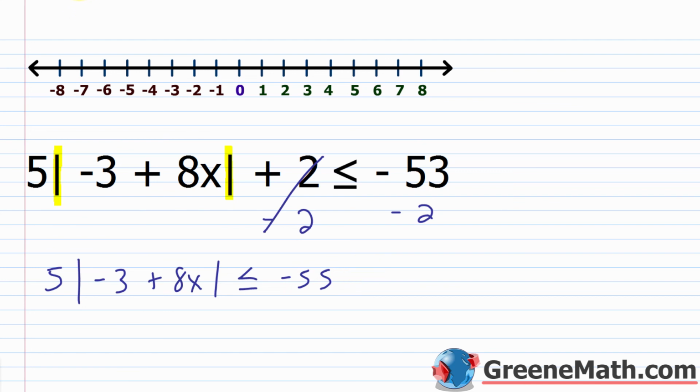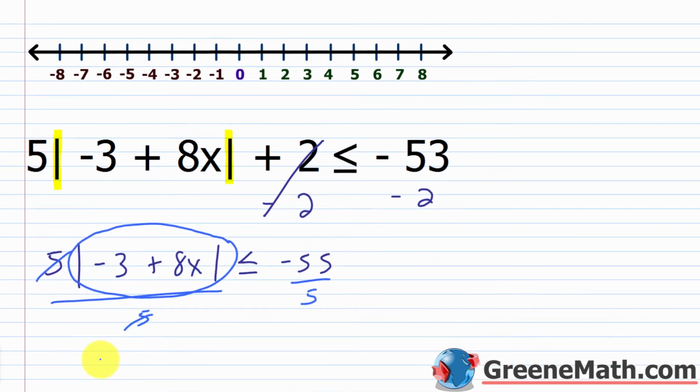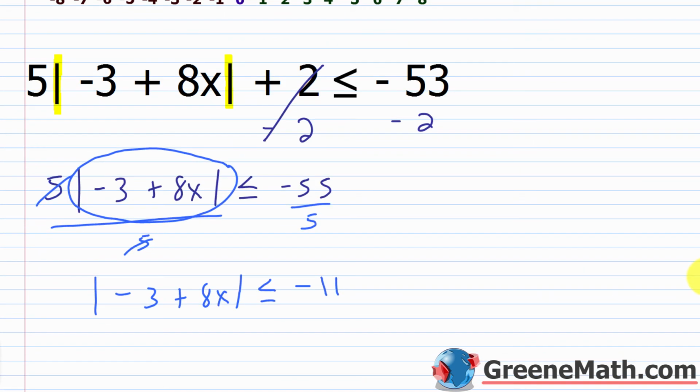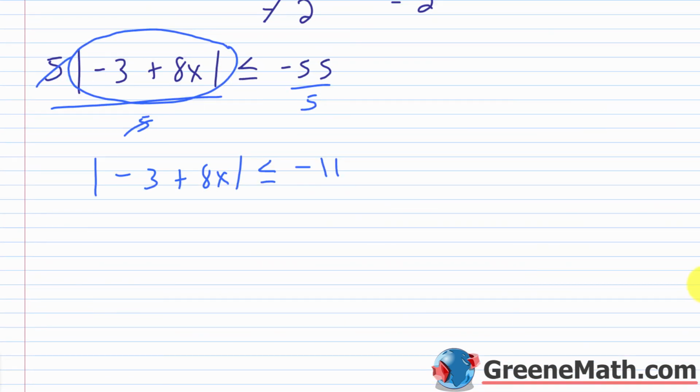So now let me divide both sides of the inequality by 5. So again, I can isolate this part right here. This will cancel with this, and I'll have the absolute value of negative 3 plus 8x is less than or equal to negative 55 over 5, which is negative 11. Now, am I going to continue with this? No, I am not. Why?